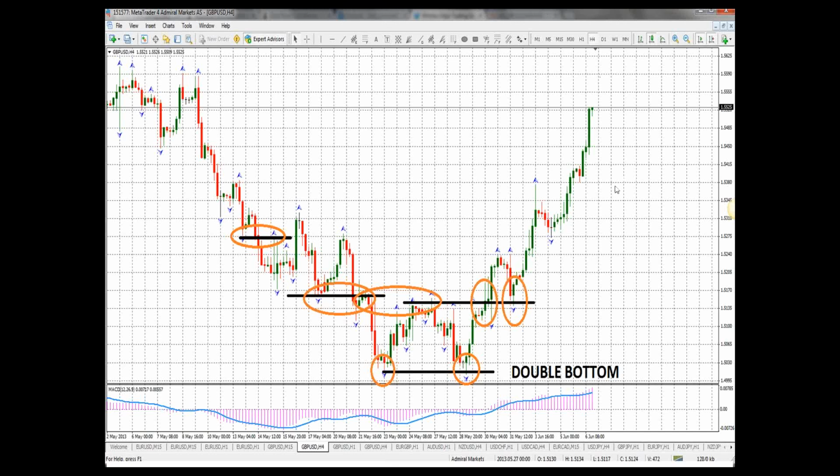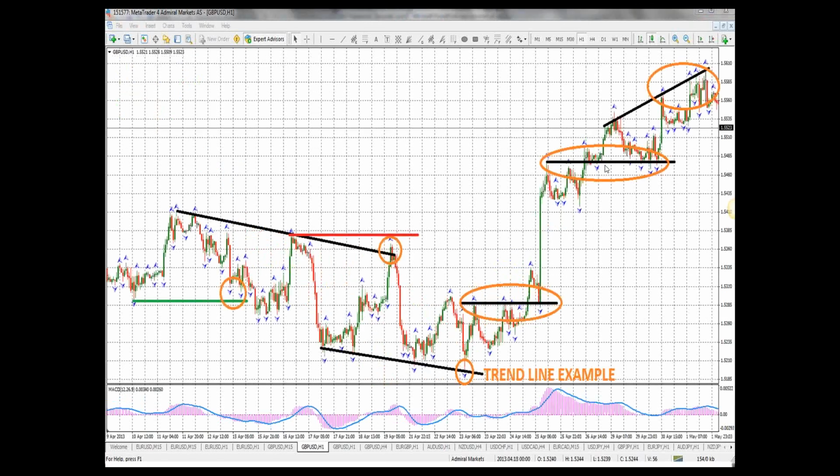Great, awesome stuff. Always look for confluence. Oh, absolutely, very important indeed. That will always increase your odds in all trading, whatever time frame and whatever indicators or strategy you use.